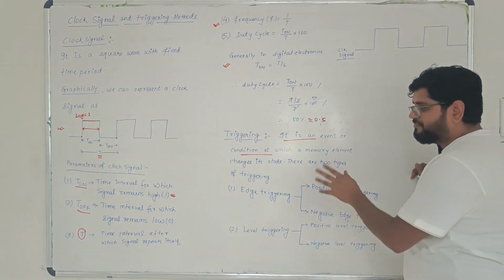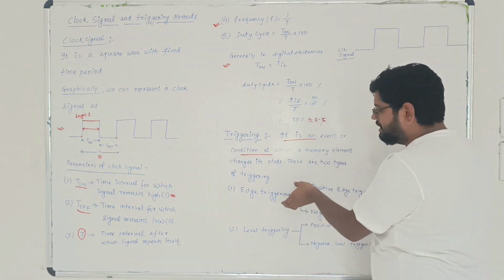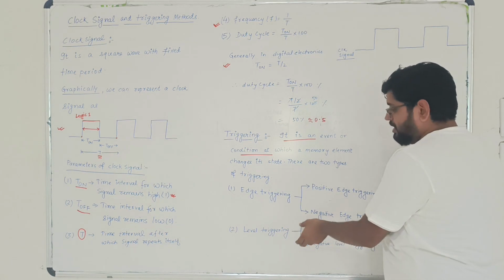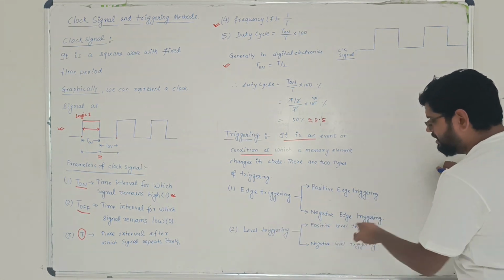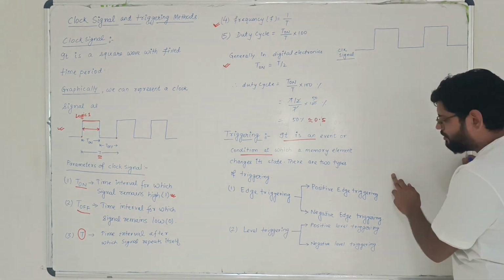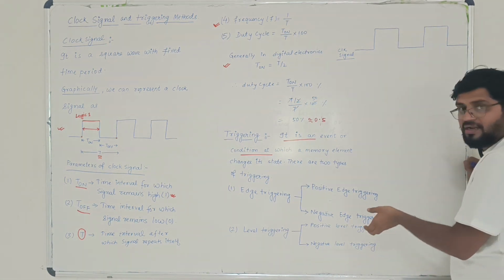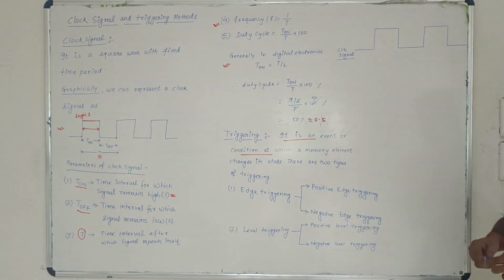Now there are two types of triggering. One is edge triggering, the other one is level triggering. Edge triggering is further divided into positive edge triggering and negative edge triggering. Level triggering is also further divided into positive level triggering and negative level triggering. We will understand what exactly these edge, level, positive, negative mean with the help of a clock signal.